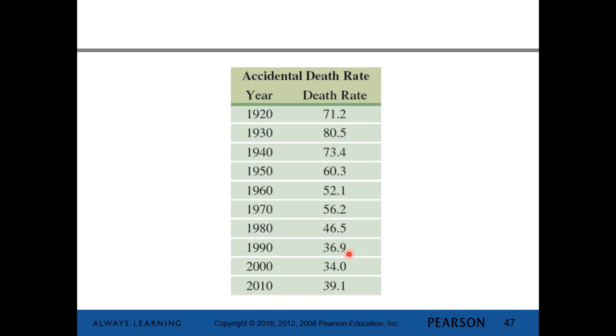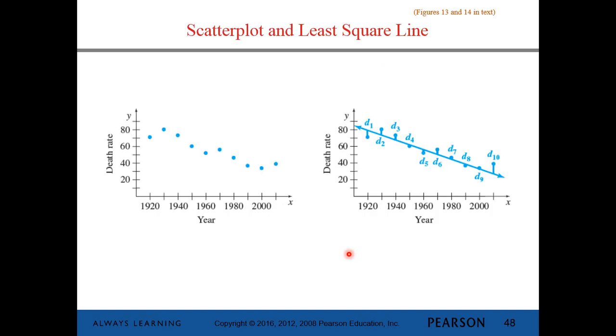If we do that, we get something like this. Here's the year, and here's the death rate. So we get this scatter plot, and you can see that there is a downward trend, as we also saw in the numbers. It is going down. Now, if it looks like there is a linear relationship, we want to find, well, what is the best line?